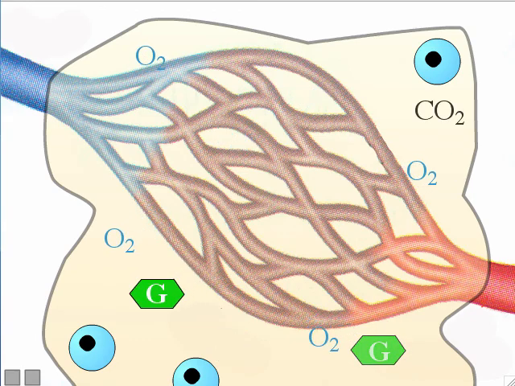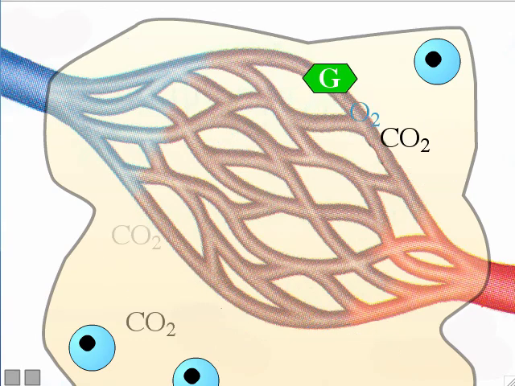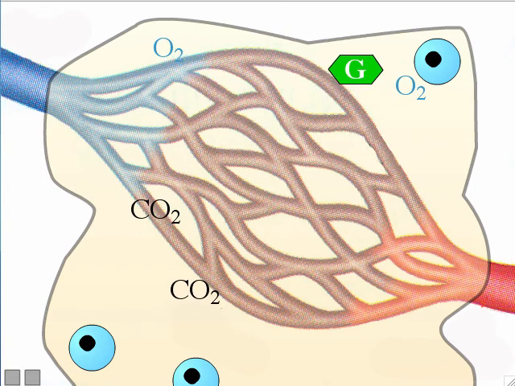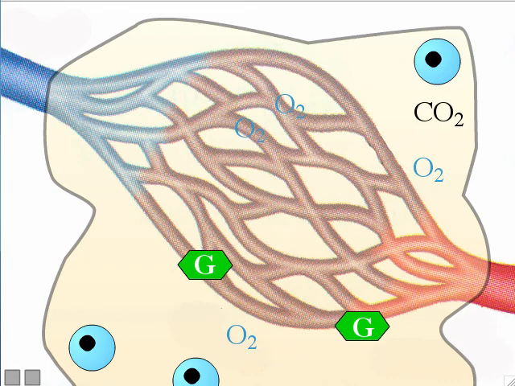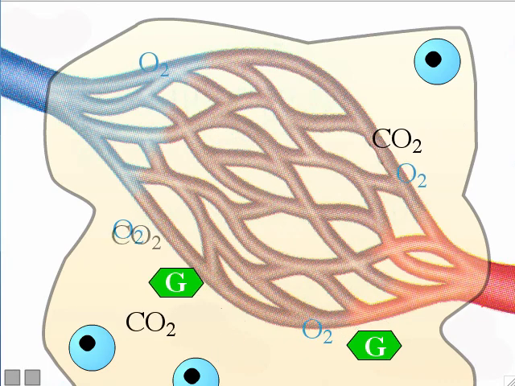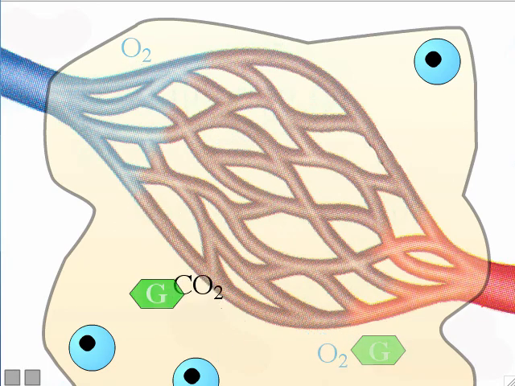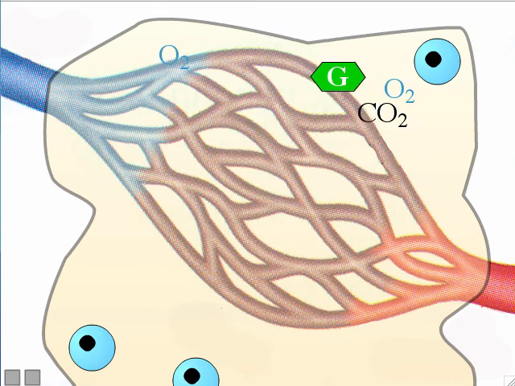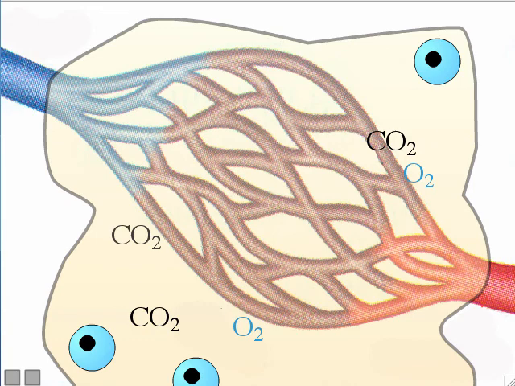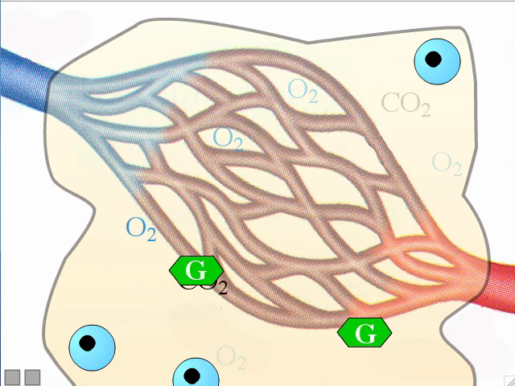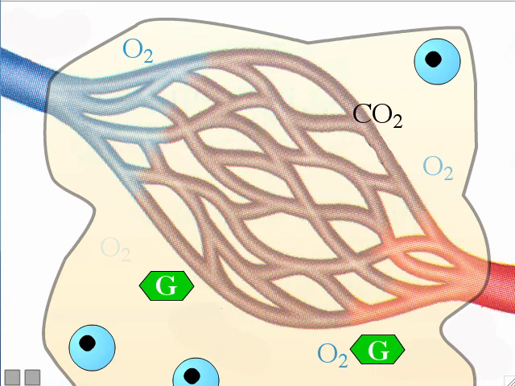What else can we talk about? Carbon dioxide. The cells make carbon dioxide as they're doing cellular aerobic respiration. And so one of the jobs of the blood is to carry that carbon dioxide away, but the cells don't hand the carbon dioxide directly into the blood. Instead, the cells put the carbon dioxide into the tissue fluid, and then the tissue fluid passes the carbon dioxide to the blood in the capillaries.